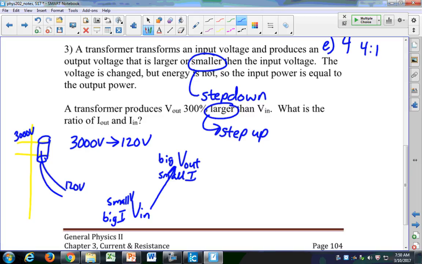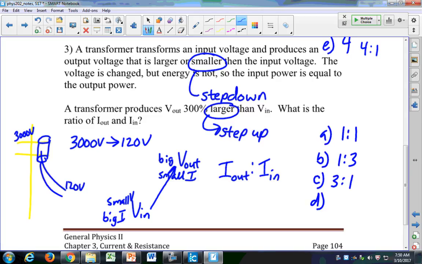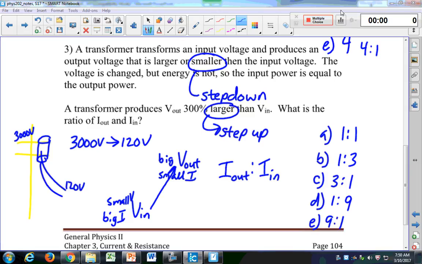So what is the ratio of I out to I in? Is it A, 1 to 1? Is it B, 1 to 3? Is it C, 3 to 1? D, 1 to 9? Or E, 9 to 1? Which is it? The ratio of I out to I in. Think about our power expression.